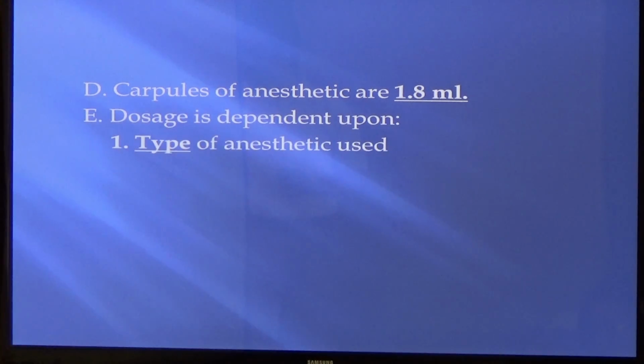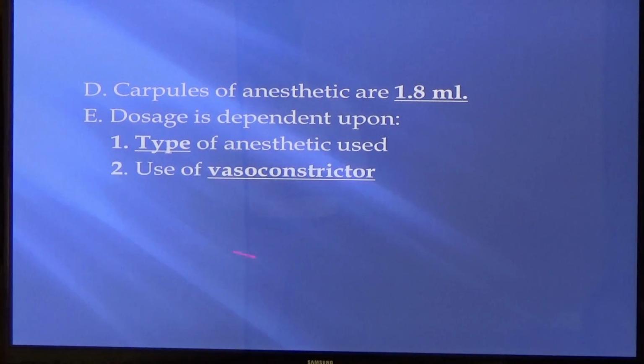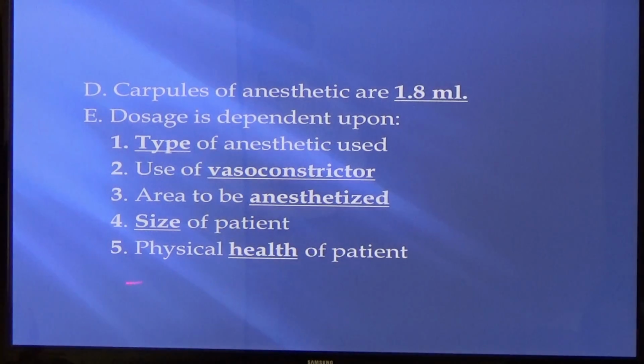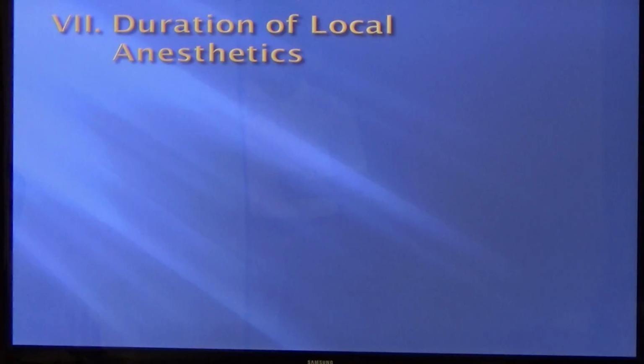The dosage is dependent on the type, the use of vasoconstrictor, what you're numbing up, and the size of the patient. You're not going to give the same amount to a little kid as to a 200-pound football player. Physical health of the patient is really important. Patients that have cardiac problems, you're not going to give them the same amount or the same type.